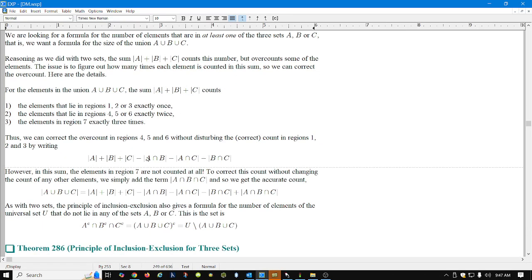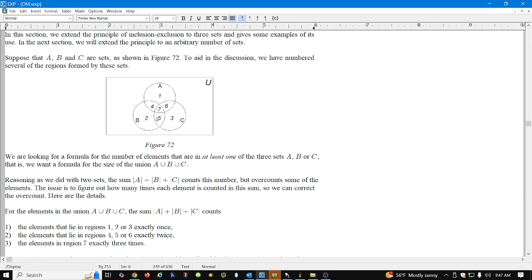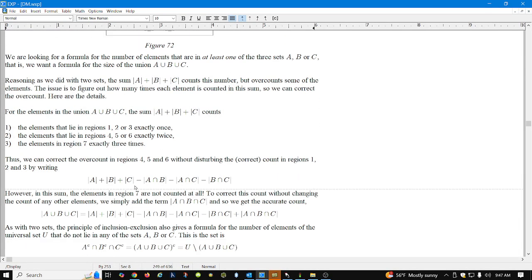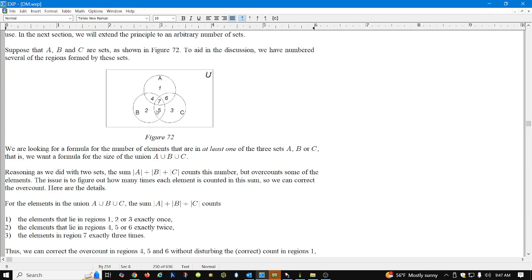So we can first correct the overcount in regions 4, 5, and 6. Those elements are counted twice, so we correct by subtracting the sizes of the 3 different intersections. A intersect B is all this stuff over here. It will correct the count in region 4. That's all I'm saying now. There are consequences of doing this.